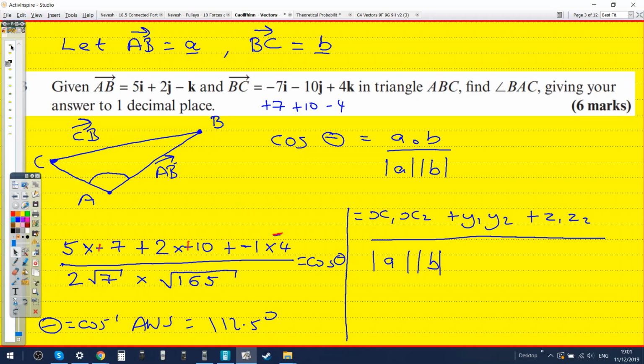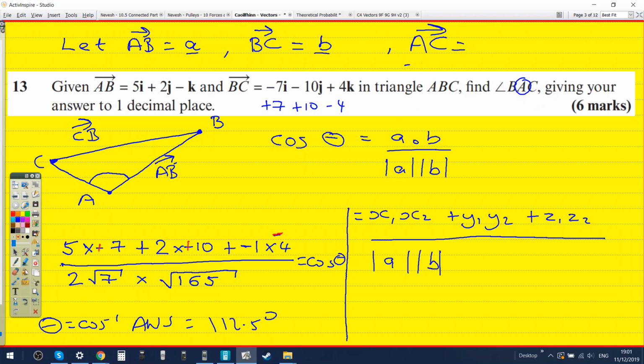So, was this the one that gave us difficulty? Yes. This says A to B and B to C. We needed to find the angle A, because that's in the middle. And so we needed to do A dot B over magnitude of A, magnitude B for AB and AC. So we needed to find out what AC is.